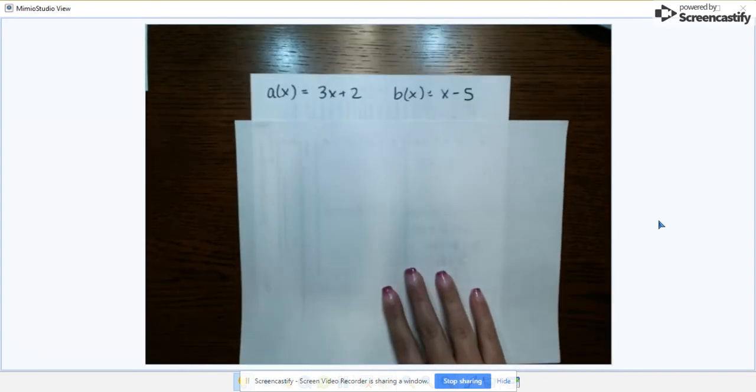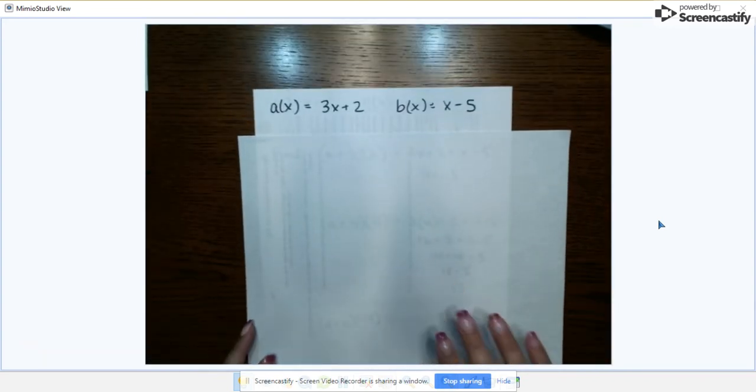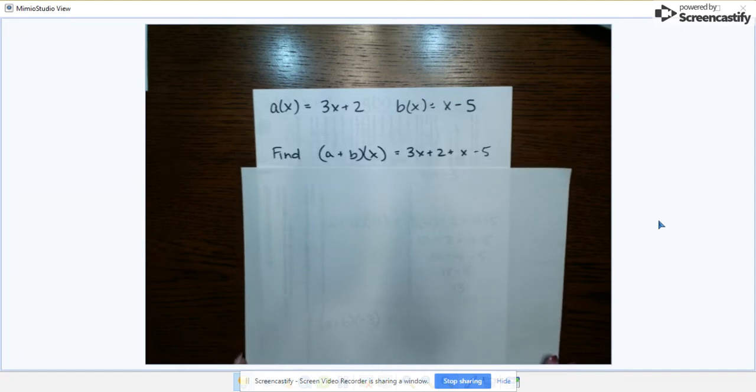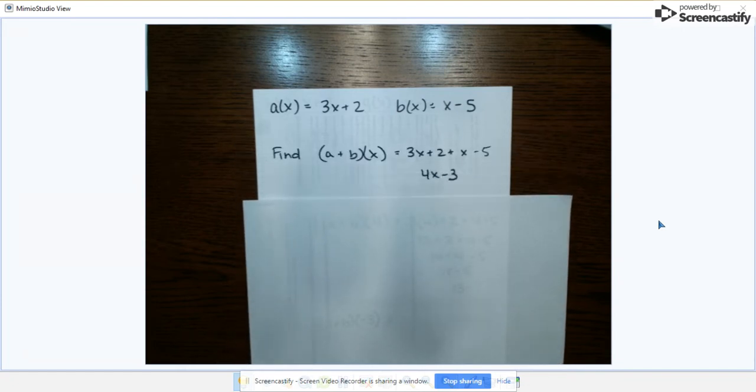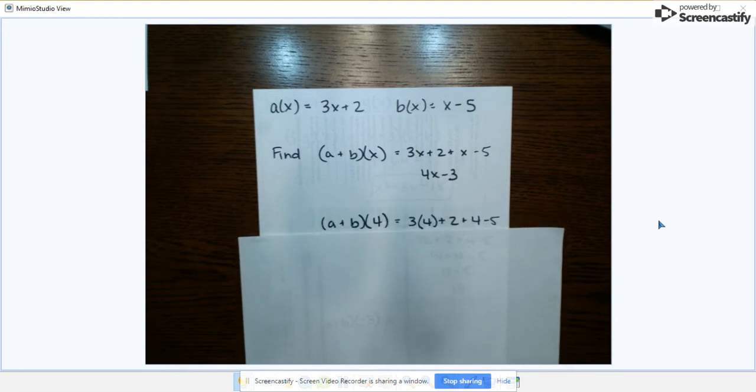Here's a few more functions. So this time we have a of x and b of x, so 3x plus 2 and x minus 5. Again, adding two functions, we get 4x minus 3.